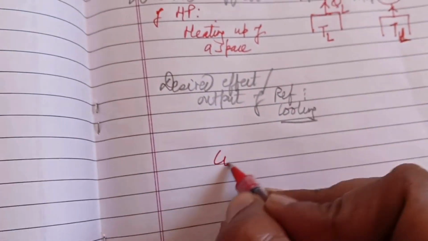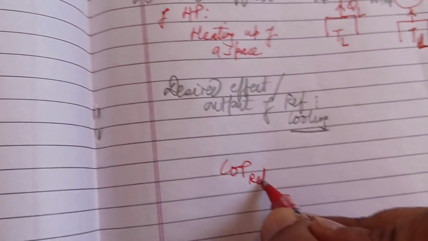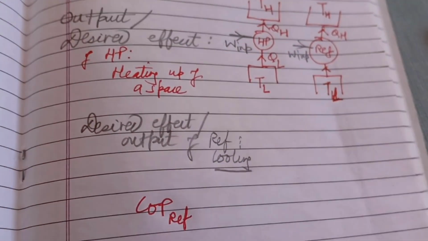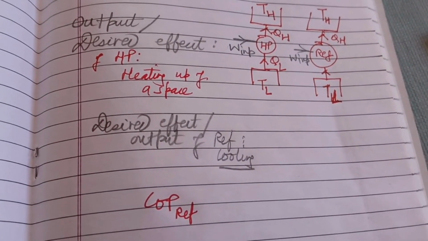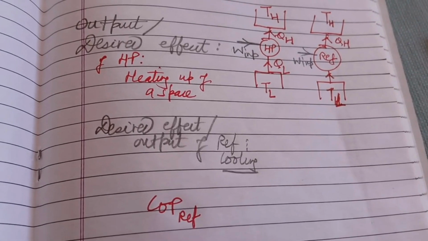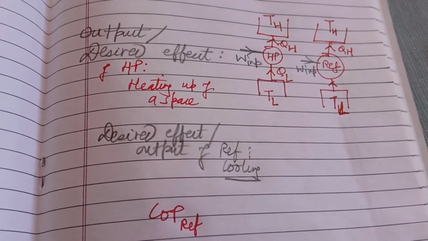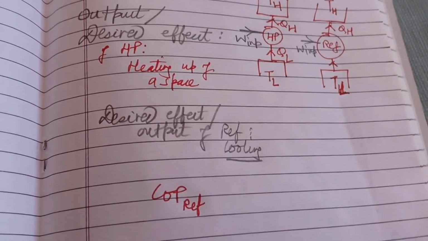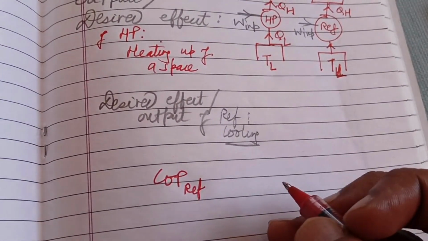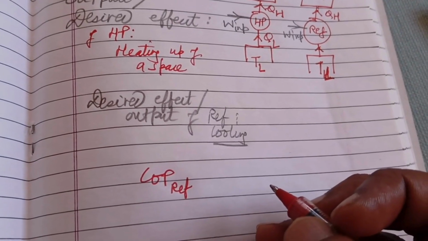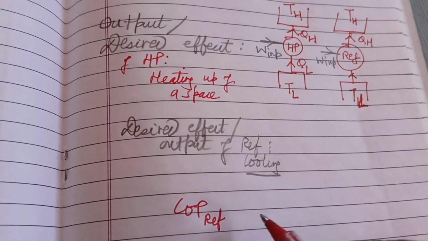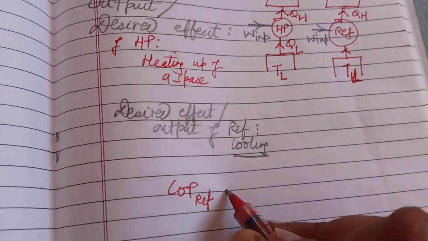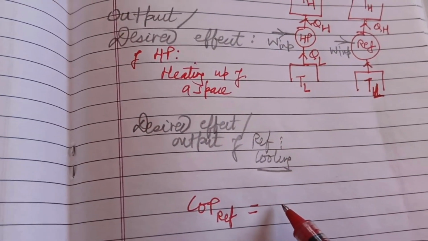So one by one, why not we start writing COP of refrigerator first? If you have missed how to calculate or determine the coefficient of performance of heat pump and refrigerator, just see my previous two videos, the link of which I will put in the comment. So don't miss going through those. The easiest approach I have tried to share with you in the videos. So without wasting time, let's write COP of refrigerator.